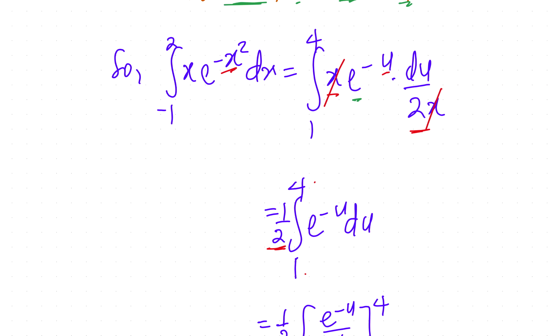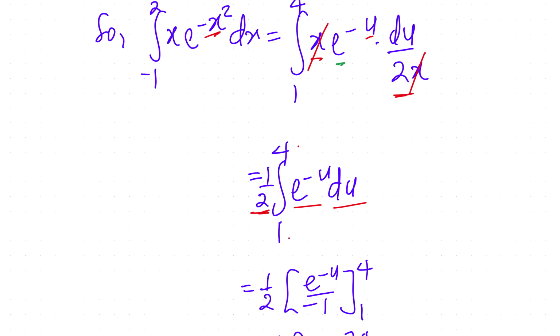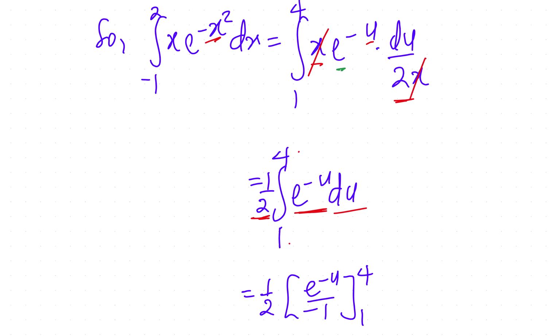And then now you have e raised power minus u du. And this looks pretty easy. Now, if you go the integration by parts way, you'll be there for a long time. Okay, so here now we have half. So to integrate this, of course, if you integrate e raised power u, you keep getting e raised power u forever and ever. Amen. Right?